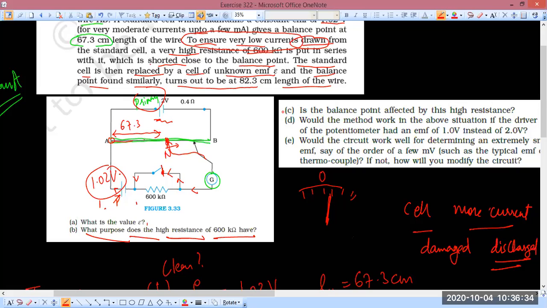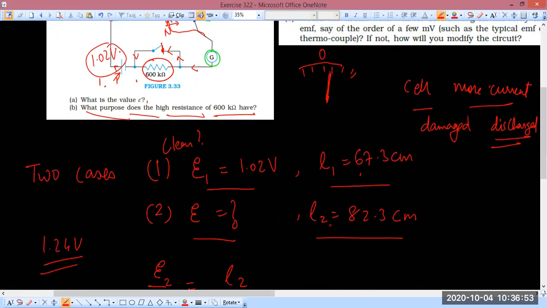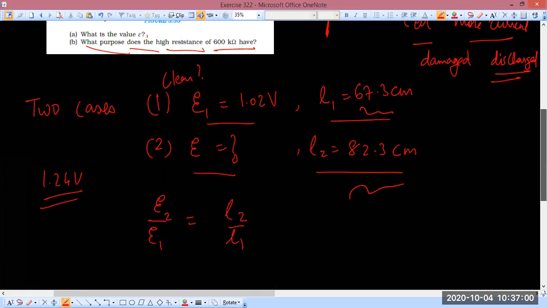Fine. So C, now is the balance point affected by this high resistance? Whether you keep this 600 kilo ohm or not, will it change any of these values? What do you think? What's your answer?